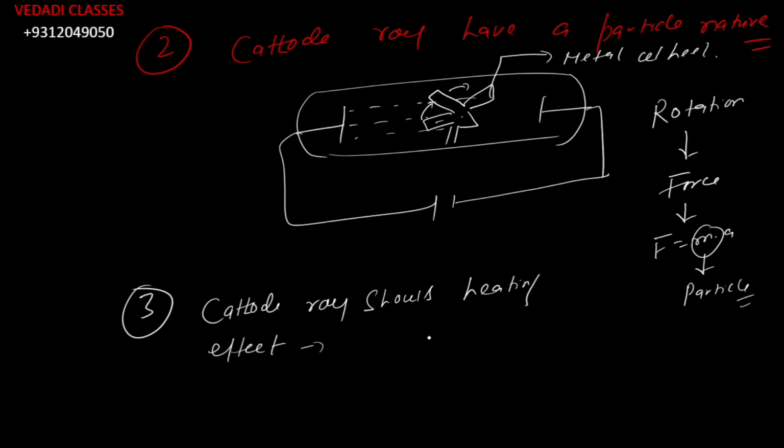How? As I told you, this is the cathode ray. As the ray passes from cathode to anode, when you put a metal foil, the metal foil gets heat and becomes hot. When a metal foil becomes hot, it means it got heated due to the strike of the cathode ray over the metal foil. So we can say cathode rays show a heating effect.